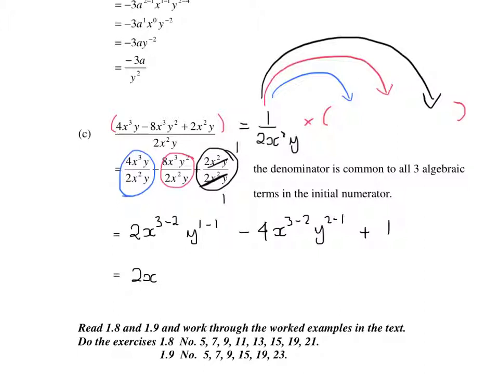And then we've got negative 4. x to the power 3 minus 2 is just x. y to the power 2 minus 1 is y to the power 1, plus 1. So you can see that's quite a bit simpler than the original expression.